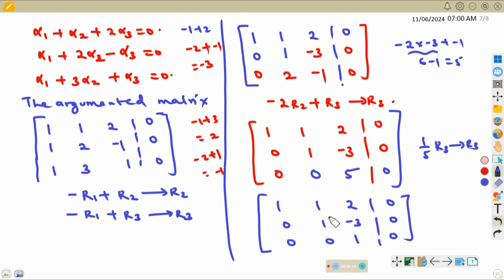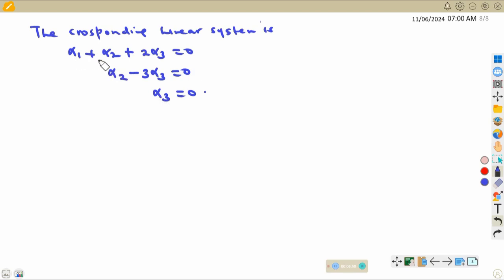So we can get the corresponding linear system. We have already put it in our echelon form. Let us get the corresponding linear system. So the corresponding linear system will be alpha 3 equaling to 0, then alpha 2 minus 3 alpha 3 equaling to 0, then plus that one there. So we shall be able to have alpha 1 plus alpha 2 plus 2 alpha 3 equaling to 0.